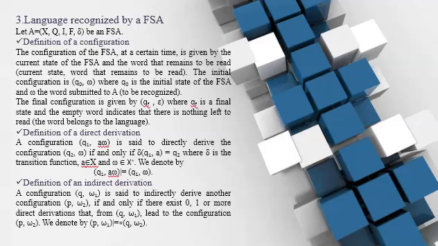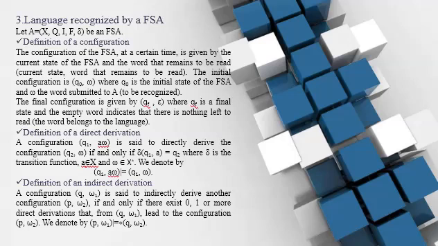The initial configuration is (Q0, W), where Q0 is the initial state of the FSA and W the word submitted to A, to be recognized. The final configuration is given by (QF, epsilon), where QF is a final state and the empty word indicates that there is nothing left to read, the word belongs to the language.